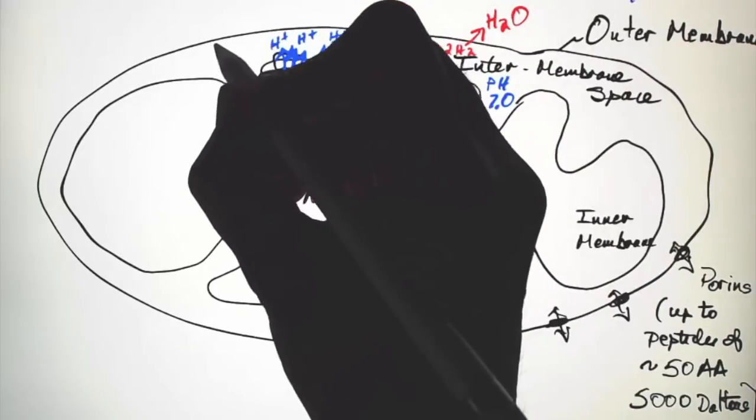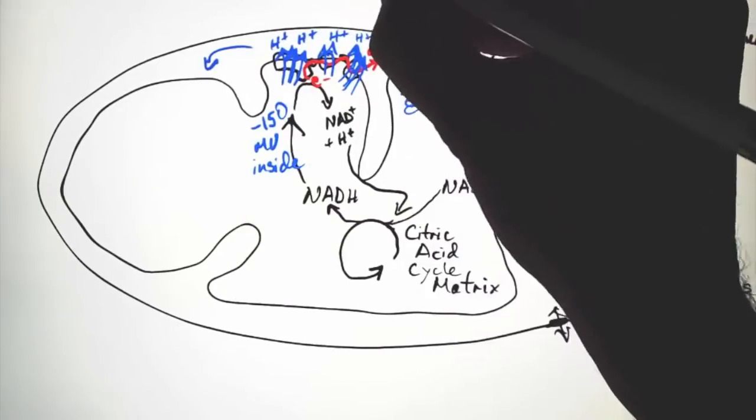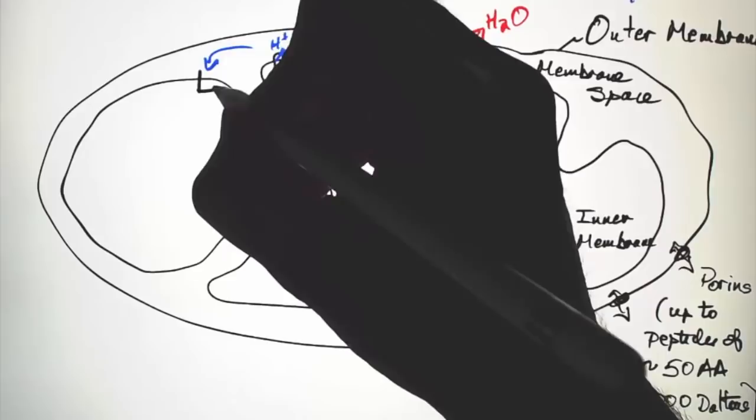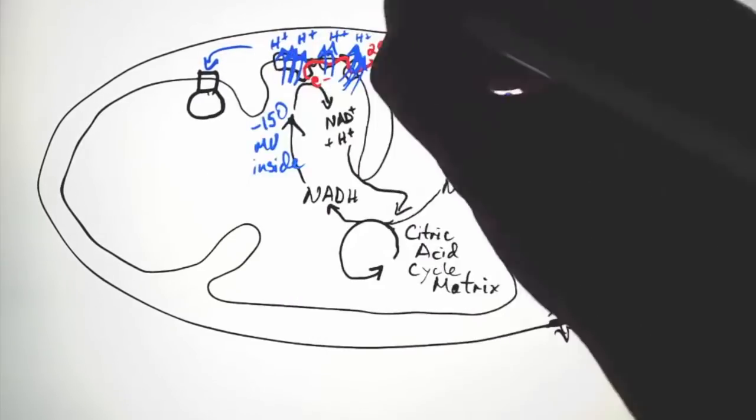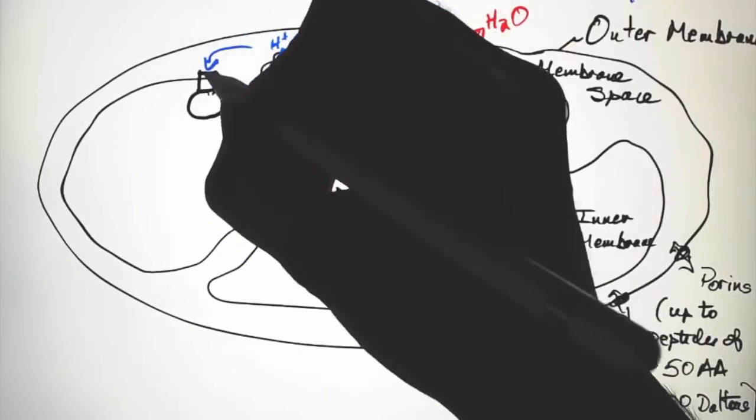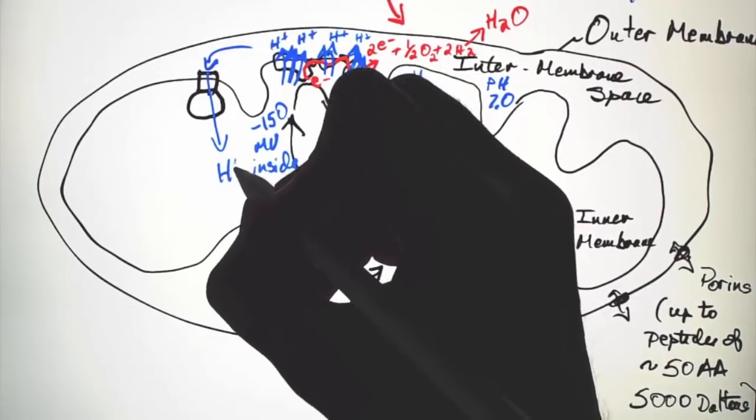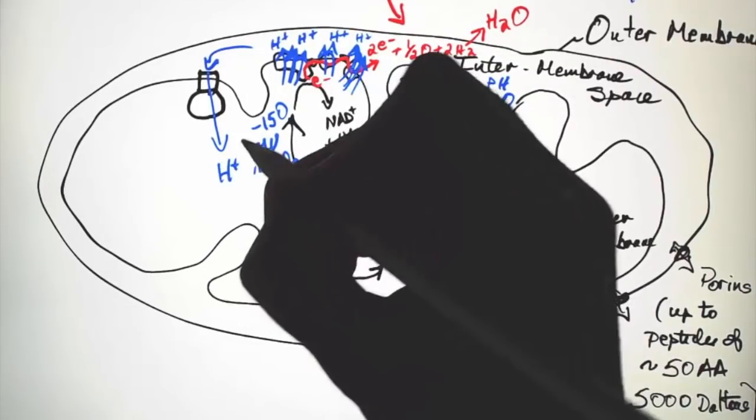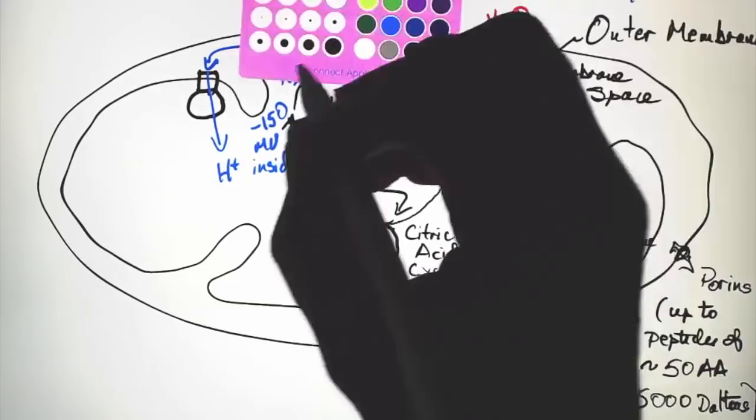That means H+ has a strong tendency to enter. It's both more abundant outside and the inside is negatively charged relative to the intermembrane space. And so H+ will move through their only path back in normally, which is through ATP synthase.